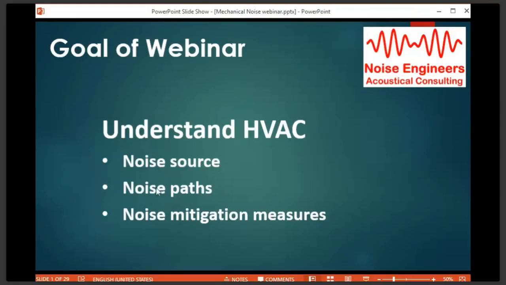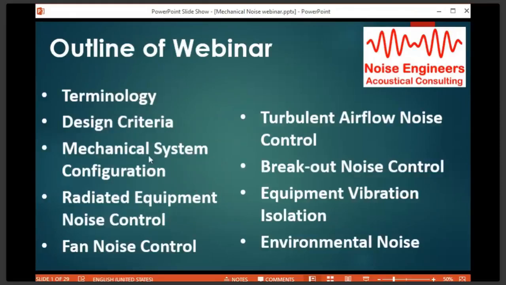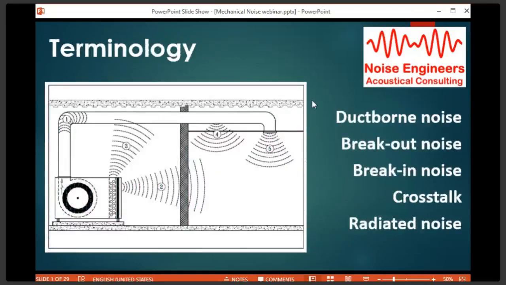We'll talk about noise sources, paths, mitigation measures, terminology I'll go through. So this is the outline of what we'll cover. Design criteria, configurations, radiated noise, fan noise control, controlling the noise generated by the airflow, breakout noise, equipment vibration, just what you do once you've identified what the noise source is and that there is a problem that you want to solve. How do you address that path, that noise path, and then environmental noise a little bit at the end.